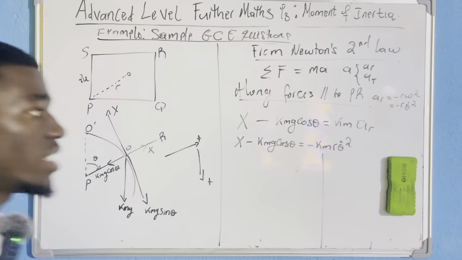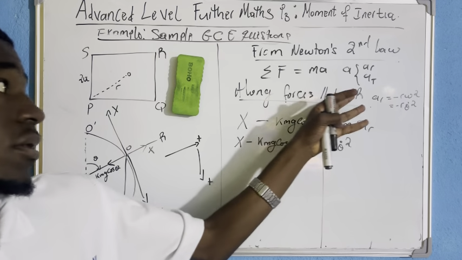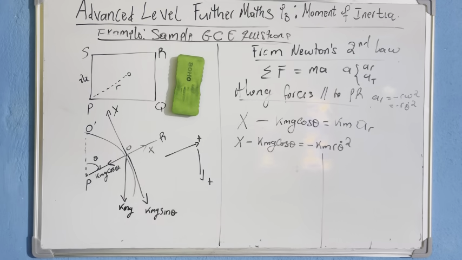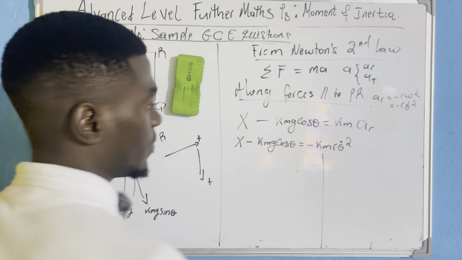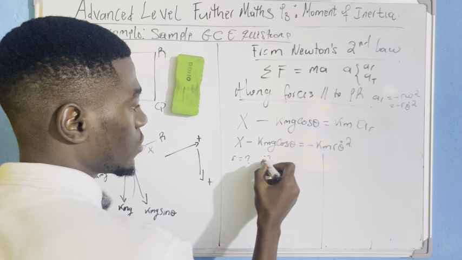Okay, students, so that is it. That is already my first equation to find X. When I resolve the forces along PR, forces parallel to PR, I come out with this equation. Now I have two unknowns here. I need to find R and theta dot square.